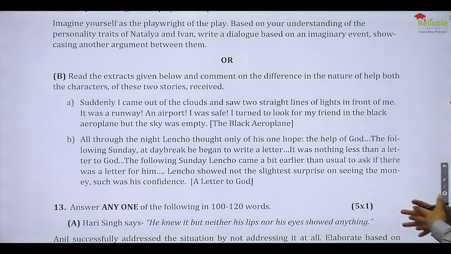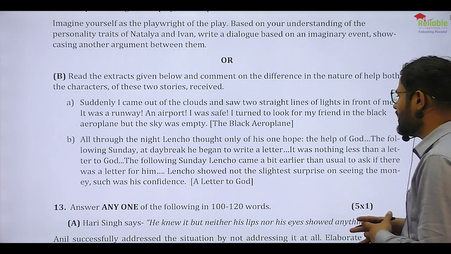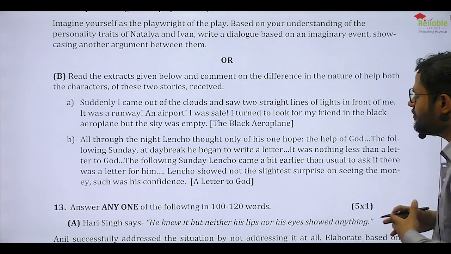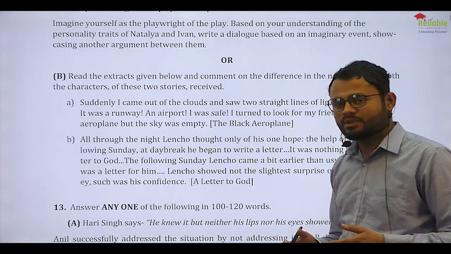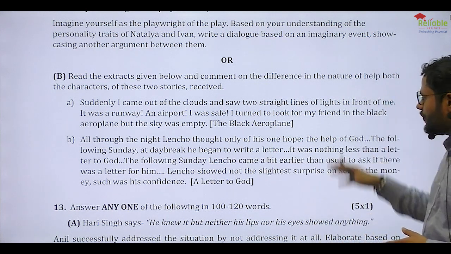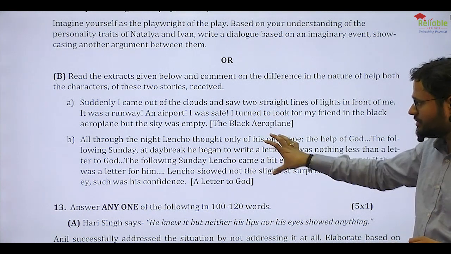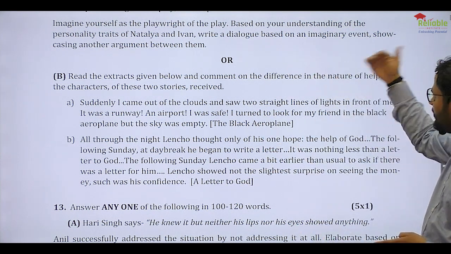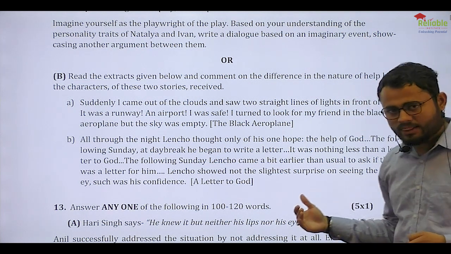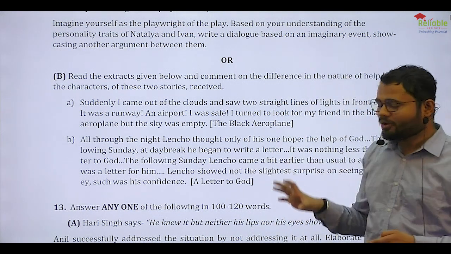Suddenly I came out of the clouds and saw the straight lines of light in front of me as it was runway and airport. I was safe. I turned to look for my friend in the black airplane, but the sky was empty. The black airplane. And then all through the night Lencho thought only of his one hope, a letter to God. So these are the names of the chapters which are given. Read the extracts given below and comment on the differences in the nature of help both the characters of these 2 stories received. For this, you need to understand the chapter in a wholesome manner.